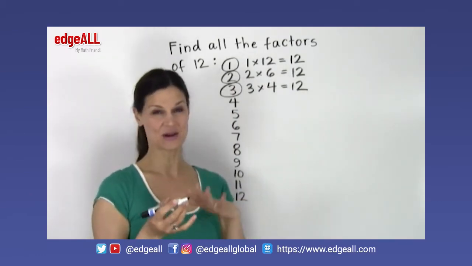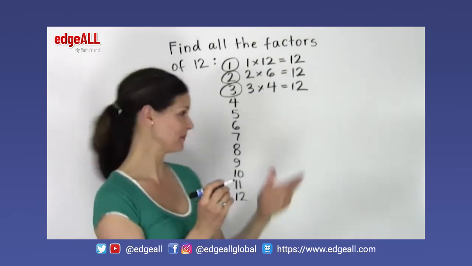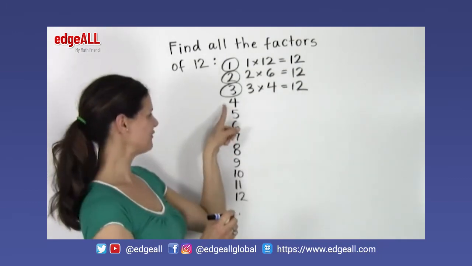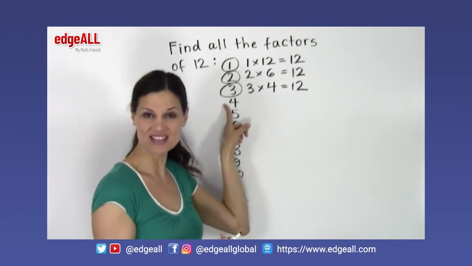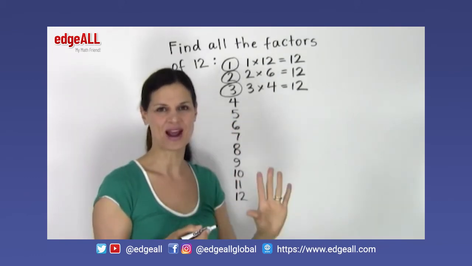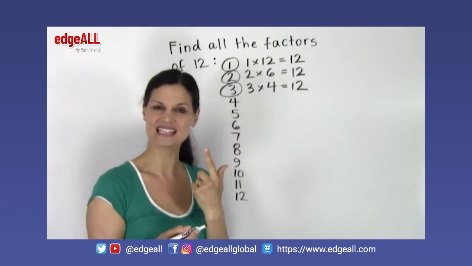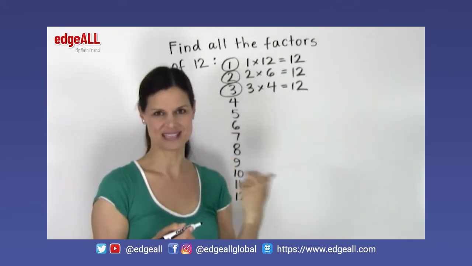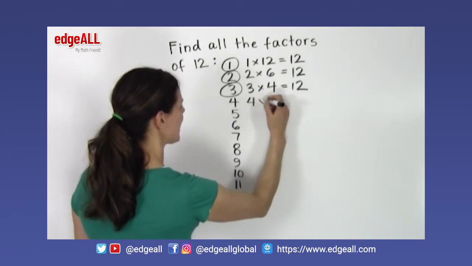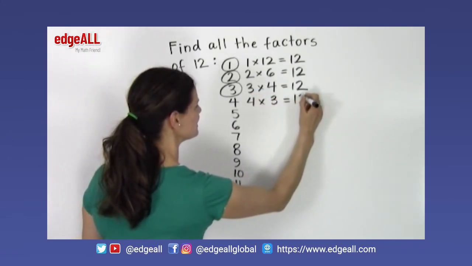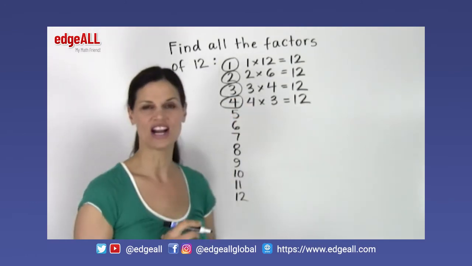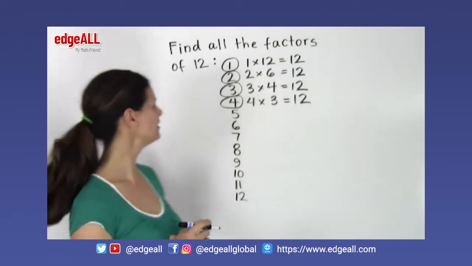Now I'm going to look at the flip side of that multiplication that we just did, 3 times 4. When I get to 4, I'm going to ask myself the same question. Is there a whole number that I can multiply 4 by to get the product of 12? I know that the answer is yes, because I just saw right above that 3 times 4 equals 12. So similarly, 4 times 3 equals 12. So yes, I can circle the 4. 4 is a factor of 12.